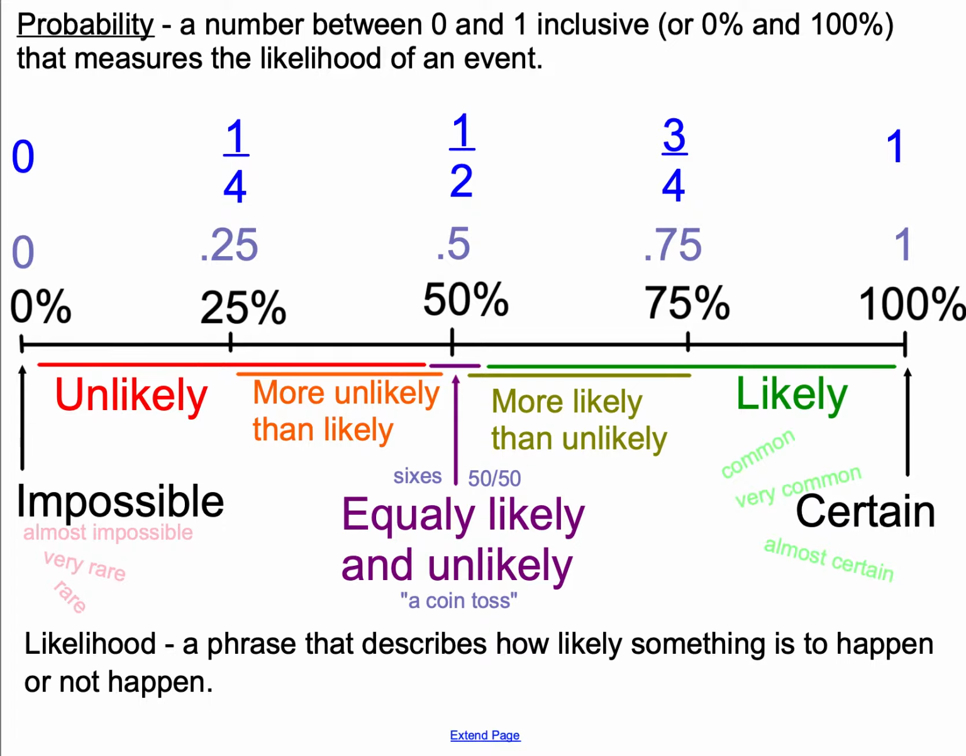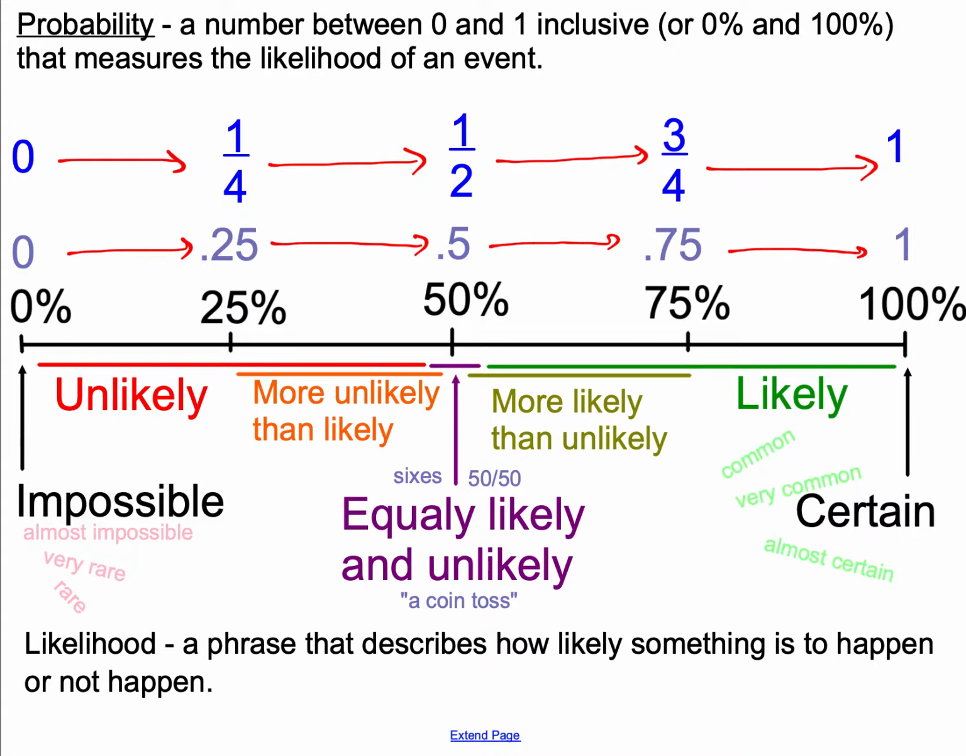Okay, first, probability is a number between 0 and 1, inclusive, so it includes 0 and 1, or 0% and 100%, that measures the likelihood of an event. So here at the top you can see probability can be represented as a fraction with increasing likelihood going from 0 to 1. It can be measured using a decimal number, and you can use percentages to represent probability.